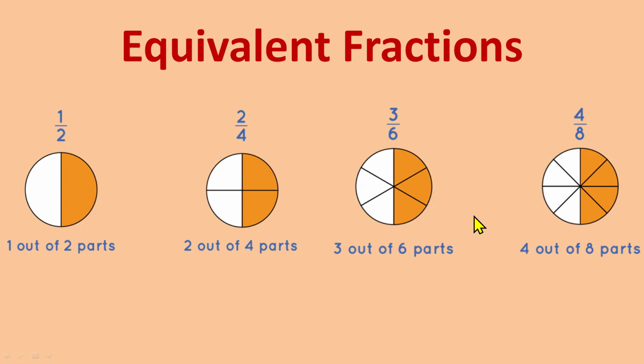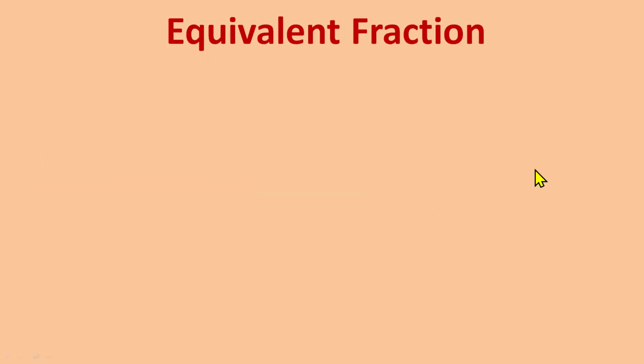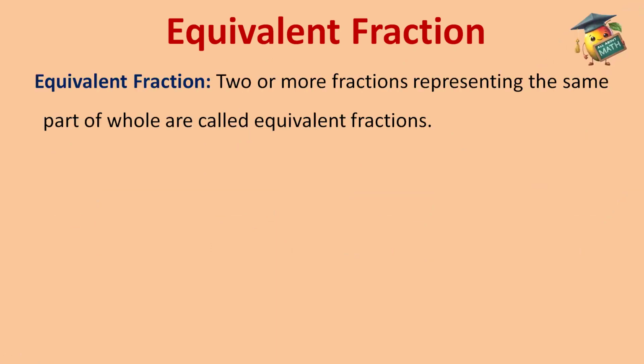Now let's understand how to find them and what the exact definition of equivalent fractions is. Equivalent fractions: 2 or more fractions representing the same part of a whole are called equivalent fractions. Like we have seen in the previous slide, there were at least 3 fractions representing the same whole, but with different numerators and denominators. They are equivalent fractions. Okay, so how can we find the fractions which are equal? We can say they are equivalent fractions.